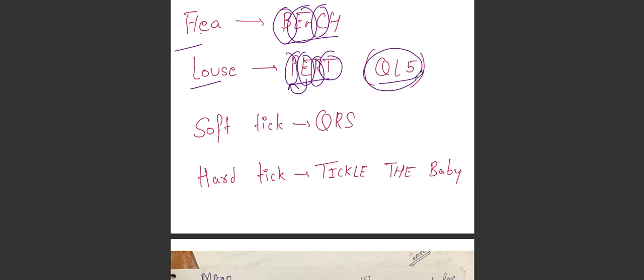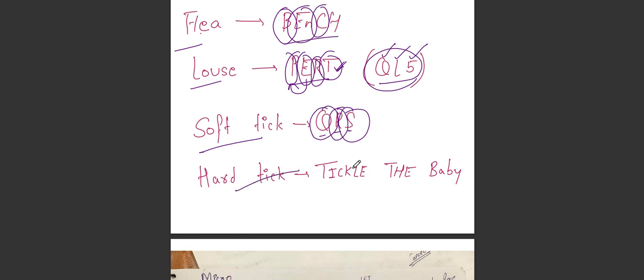Then QL, you qualify. Q is caused by Bartonella quintana. L is louse, and it is also known as five-day fever or trench fever. And T represents trench fever. Sorry, I told you T was for tularemia; it is not for tularemia, it is for trench fever. Then soft tick represents QRS, where S represents soft tick, R represents relapsing fever, and Q is for Q fever.